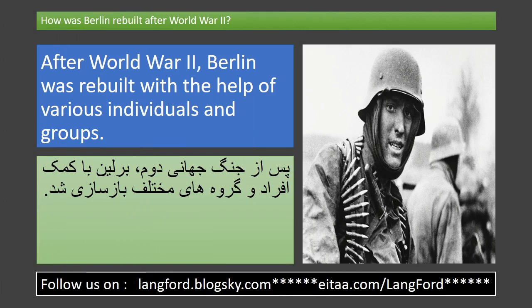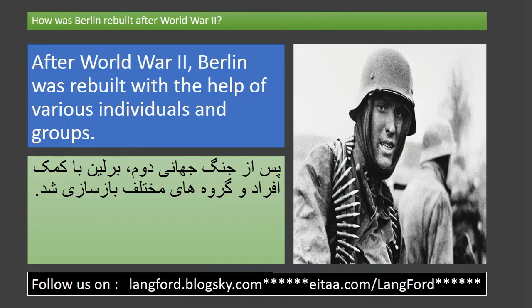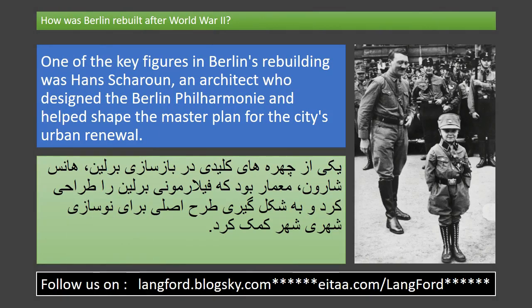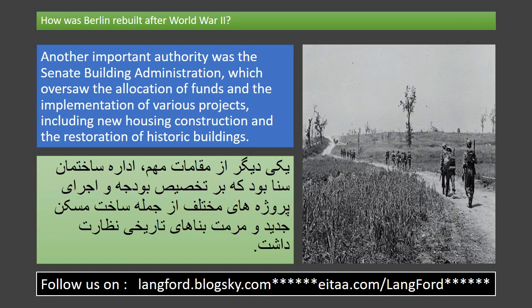After World War II, Berlin was rebuilt with the help of various individuals and groups. One of the key figures in Berlin's rebuilding was Hans Scharoun, an architect who designed the Berlin Philharmonie and helped shape the master plan for the city's urban renewal. Another important authority was the Senate Building Administration, which oversaw the allocation of funds and the implementation of various projects, including new housing construction and the restoration of historic buildings.